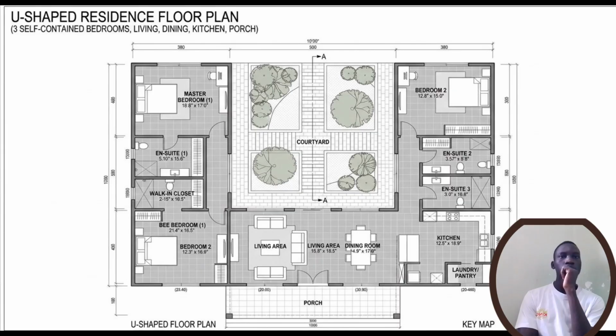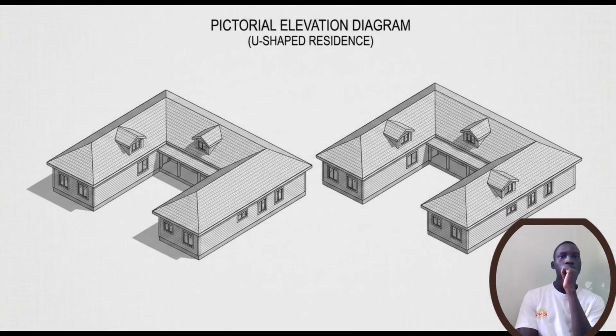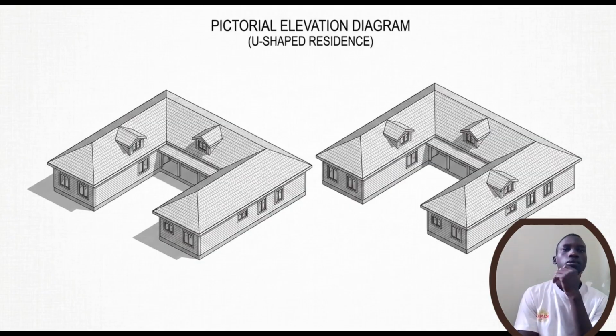So moving on from the ground floor plan, we're going to look at the pictorial elevation diagram of this U-shaped residence. As you can see on your screen, this is how the pictorial of the U-shaped residence looks, of the plan that I've just showed you earlier. This pictorial we've drawn by taking it from the right hand side and viewing it. That's how a pictorial elevation diagram looks.